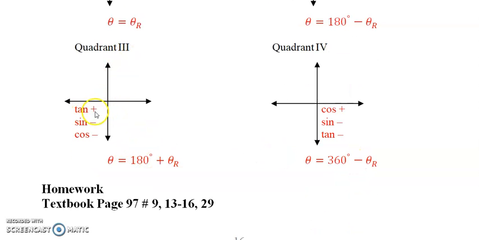Quadrant 3, we have tan is positive, sine and cos are negative, so our theta is 180 plus our reference angle. And if we're looking for a cos that's positive and your sine is negative and tan is negative, that's quadrant 4, which is 360 minus reference angle. So homework here is page 97, numbers 9, 13 to 16, and 29. That's actually all we're going to do for chapter 2.